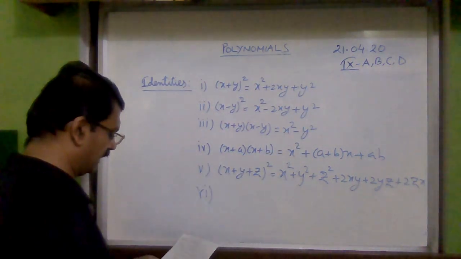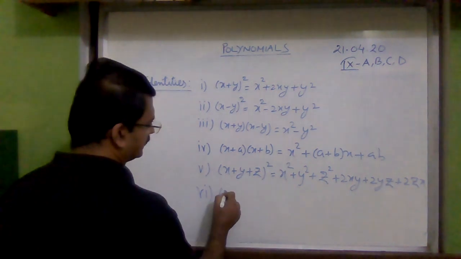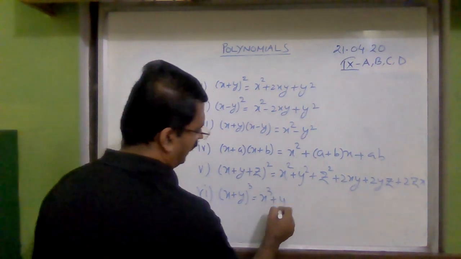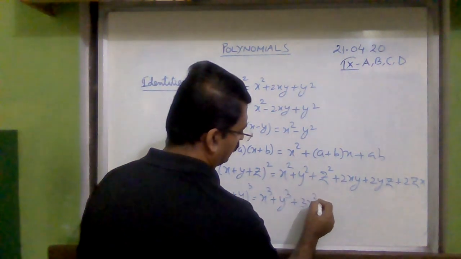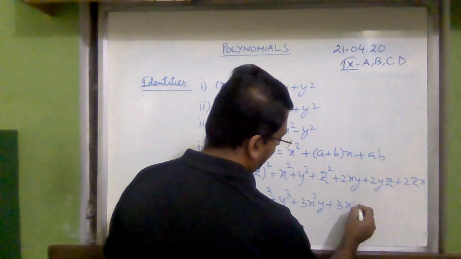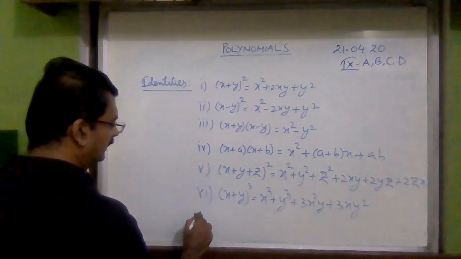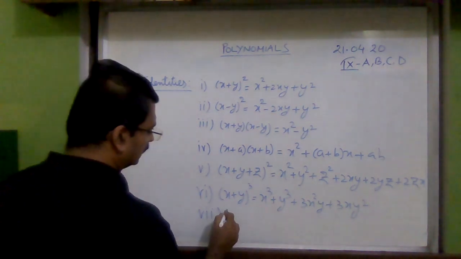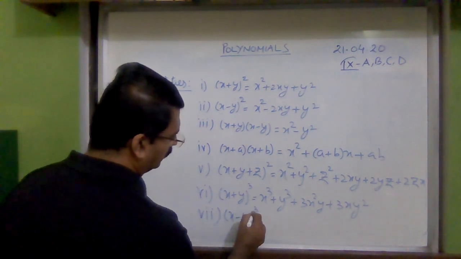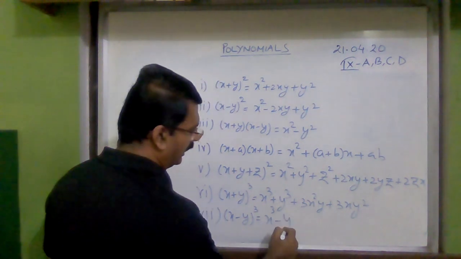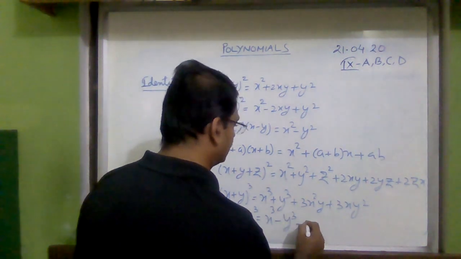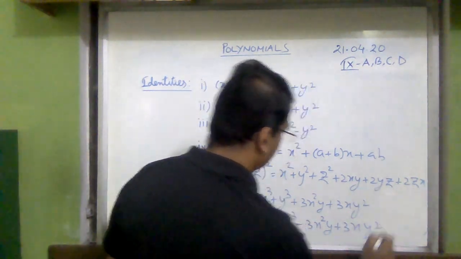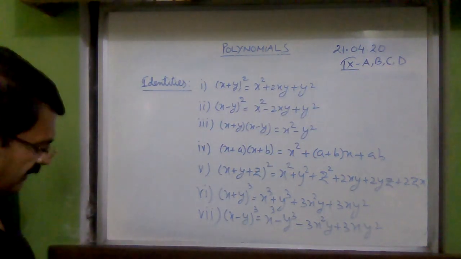And now the sixth one, (x plus y) whole cube is x cube plus y cube plus 3x square y plus 3xy square. And then the seventh one, (x minus y) whole cube is x cube minus y cube minus 3x square y plus 3xy square. That is the seventh one.